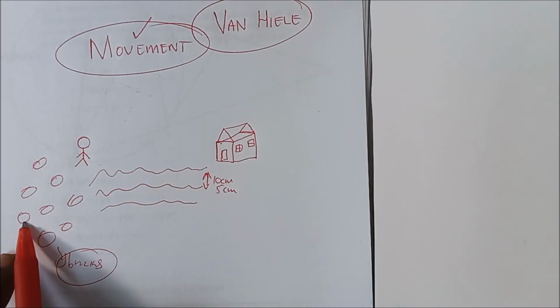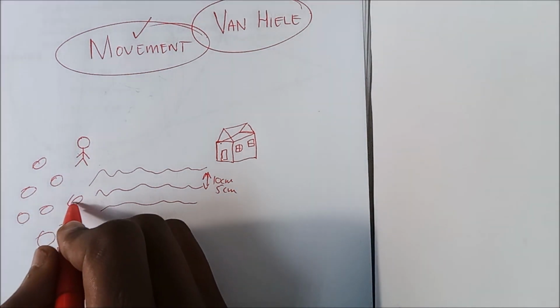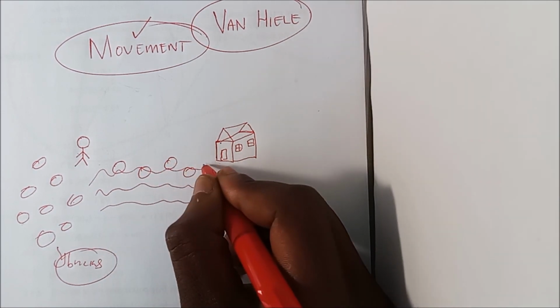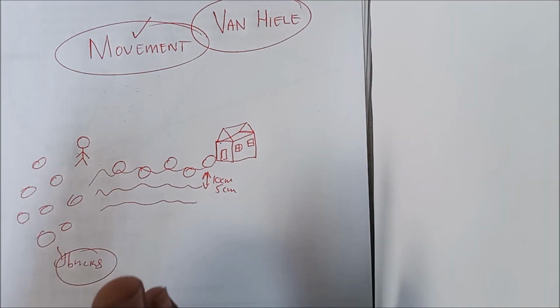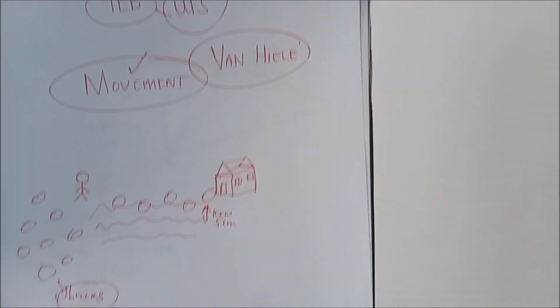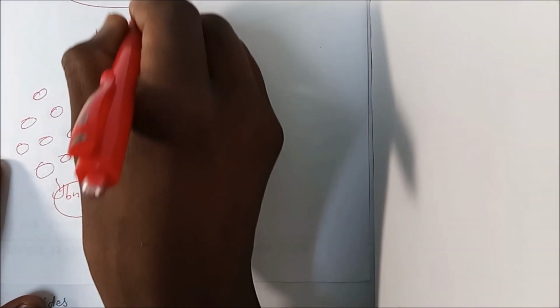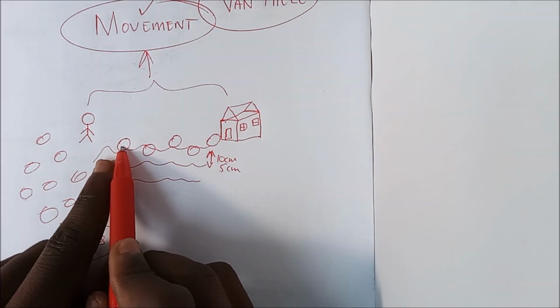If these are bricks, what will come to your mind? Something easy. You will take these bricks and put them here to cross to your house. We do these things every day, but we just don't know. Henry Walton was practical, and he noticed that what we're doing is geometry. So he referred to this thing as movement, and that is the definition of geometry.